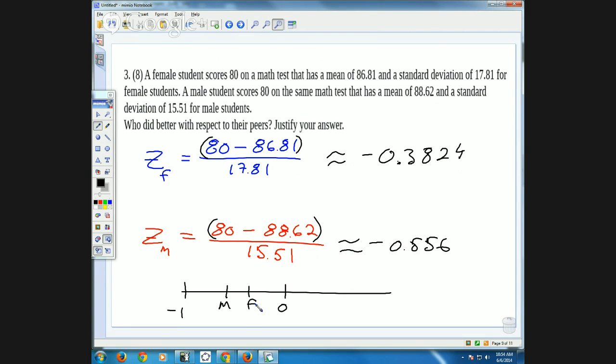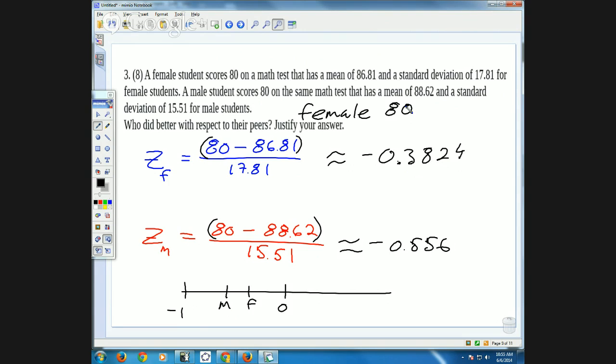So compared to their peers, who did better? The female is closer to the mean. She's further to the right, right? So the female did better compared to her peers than the male compared to his peers. The male is much more below average than the female is. This would be another way to state that. Does that make sense? Relative to their peers, the male is more below average than the female is. So who did better? The female did better with the score of an 80, is my conclusion here.